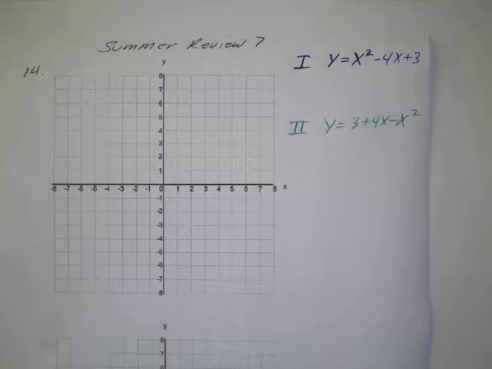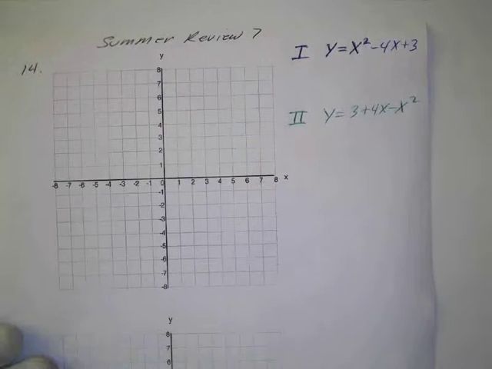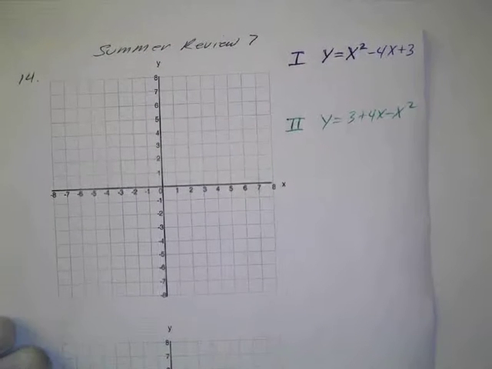So here's review number 14, and we have these two parabolas. It says find and label the points of intersection of the two curves as well as the vertex of each parabola. In a hint, it might be easier to first find the points of intersection, then each vertex, then sketch the curves. So we can find the vertex pretty easy.